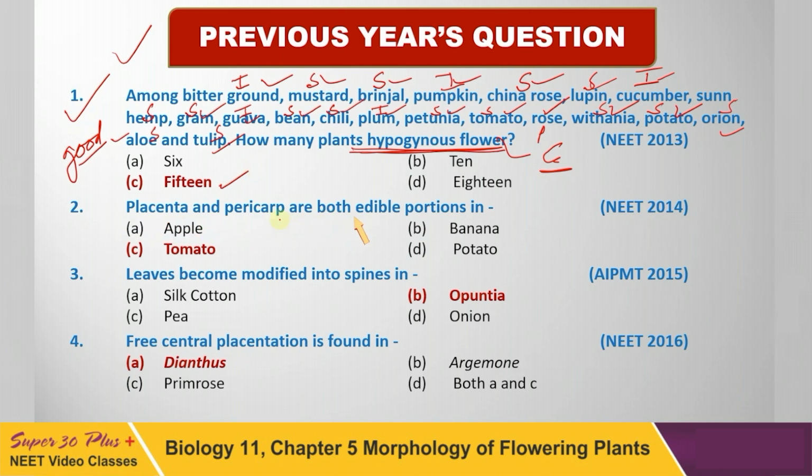Placenta and pericarp, both are edible in which plant? That is tomato. Leaves become modified into spines, what is this? This is opuntia. Just to reduce transpiration, the leaves have been modified into spines in opuntia. Free central placentation, important, I told you that time also. You have to remember, this is found in the plant dianthus.